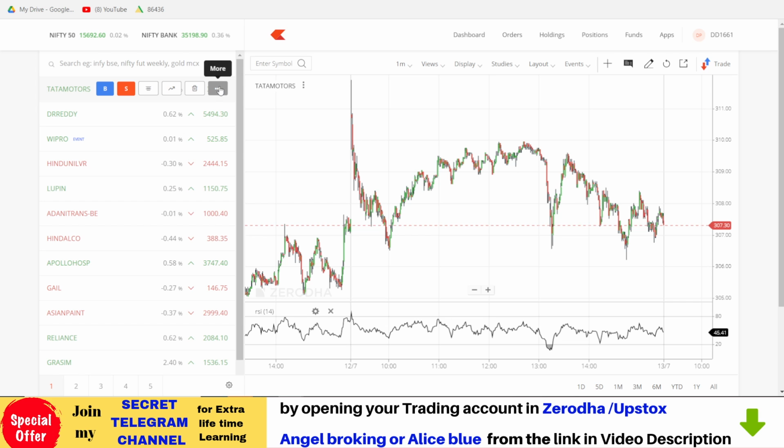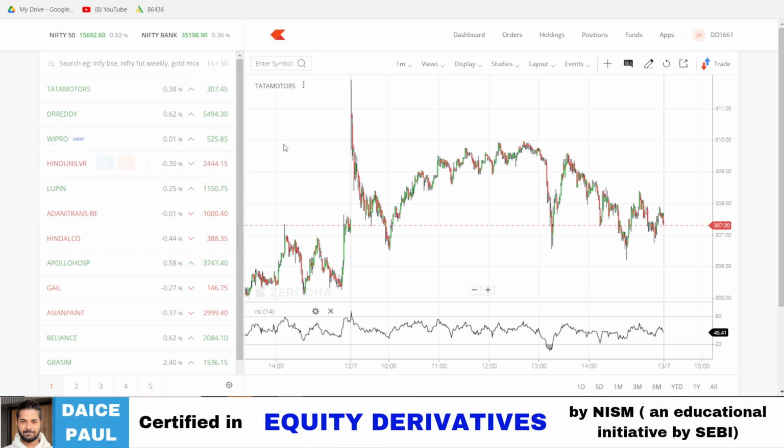All right, that apart, we're talking only about the technical part. So once you add a stock, next what do we do? We try to do buying and selling. So we have so many buttons over here. If you see here, I will go one by one for you guys.